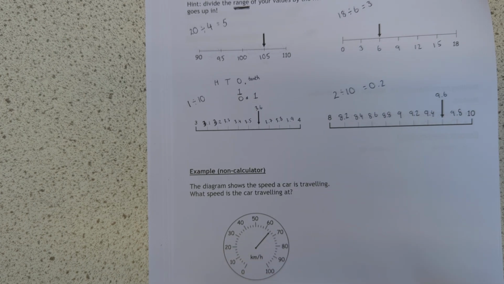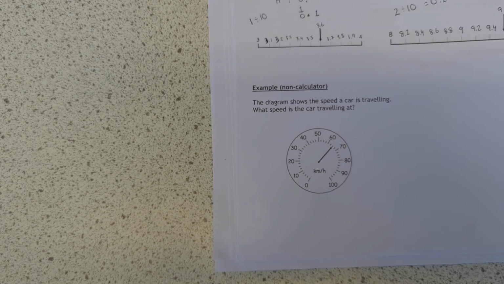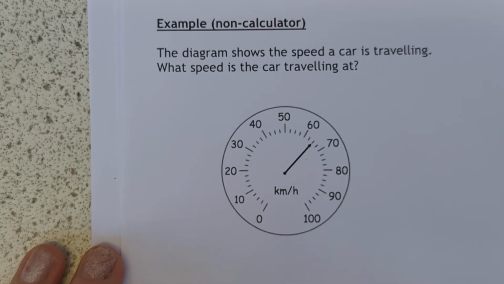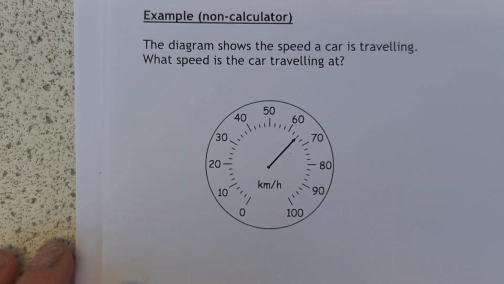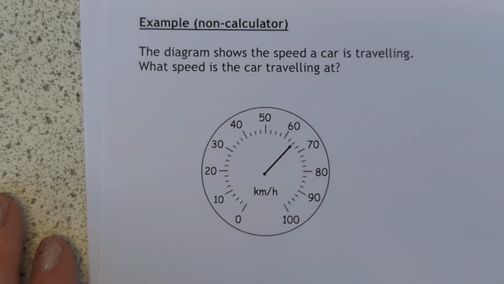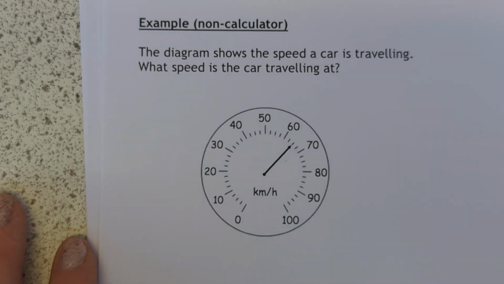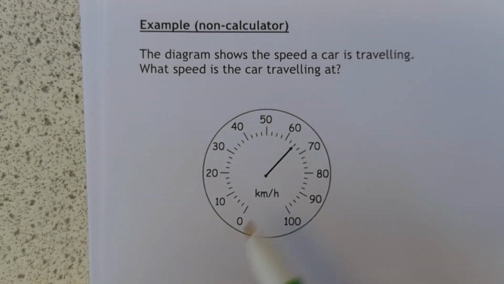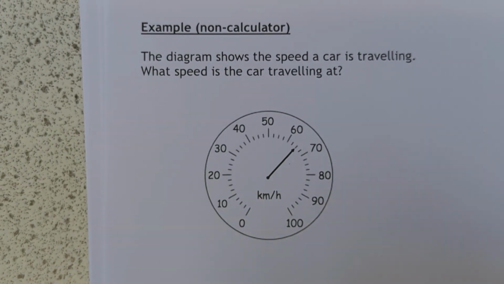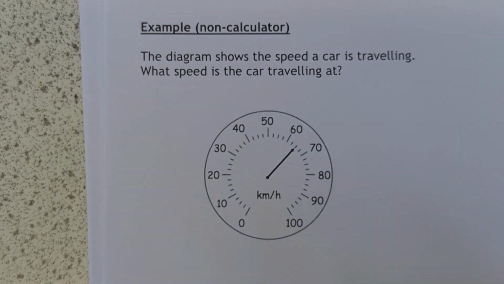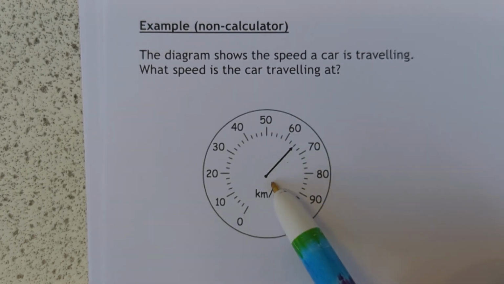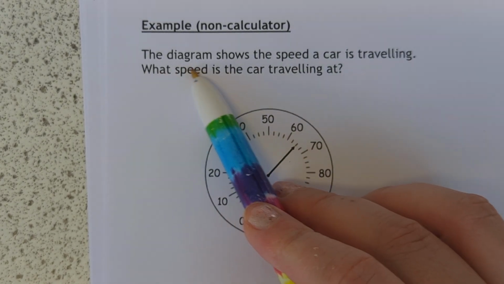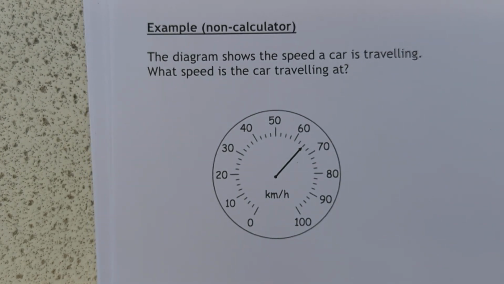Okay. Now, you are a bit more likely to get a question like this, especially if you're planning on doing National 5 Applications of Maths next year. This is a really common exam question where they'll give you a scale like this, maybe a little bit harder than this, and ask you what the pointer's pointing at. So this one, the diagram shows the speed that a car is traveling. What speed is the car traveling at?